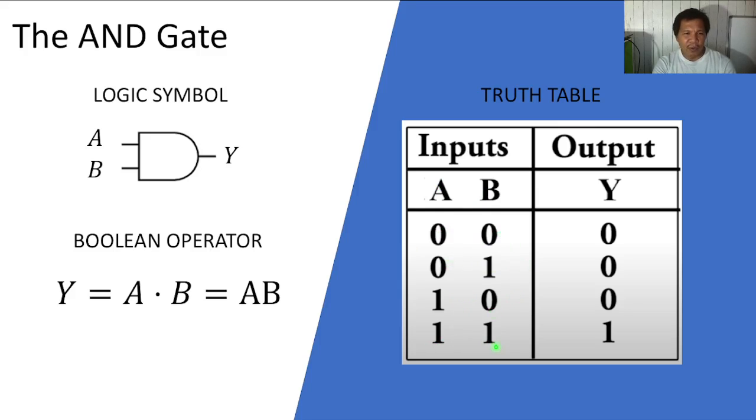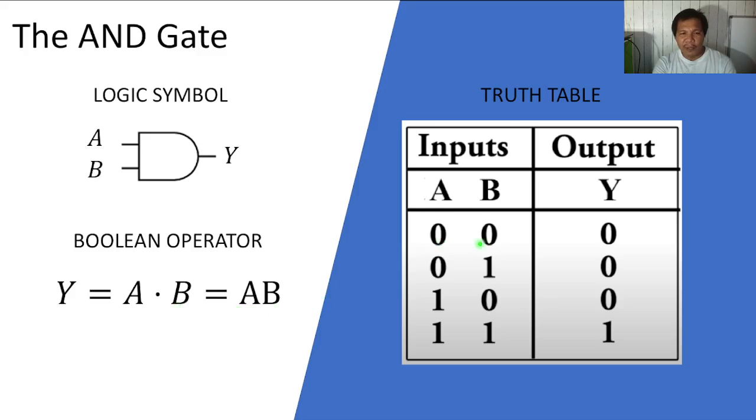So take note, the number of possible combinations is actually 2 raised to the number of inputs. So if the number of inputs is 2, then 2 raised to 2 is equivalent to 4. That's the number of possible combinations. So take note of the Boolean operator. Now, that is just A multiplied by B.